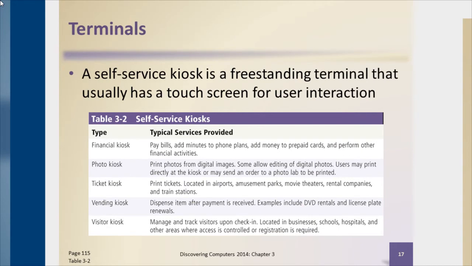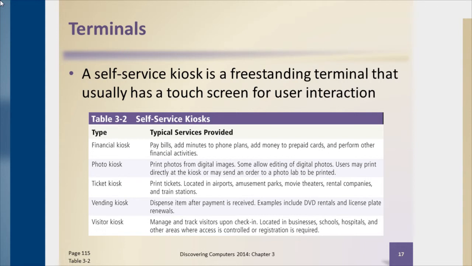A self-service kiosk is another type of terminal that usually has a touch screen for interaction. It's usually a very limited type of device that really is designed and built around a single purpose. So there's financial kiosks, photo kiosks, ticket kiosks that allow you to do different things. If you're at the airport, for example, in a lot of cases, you'll use a kiosk to be able to print out a boarding pass to be able to board a flight.